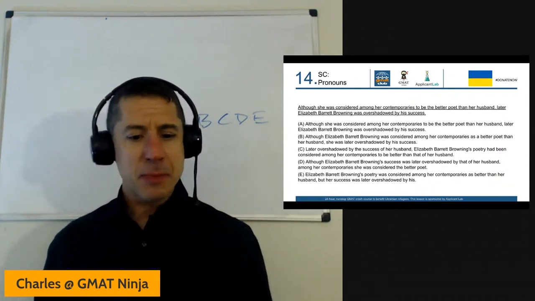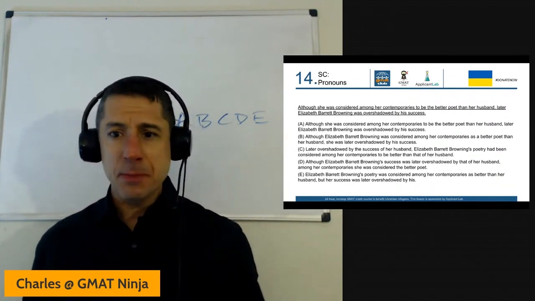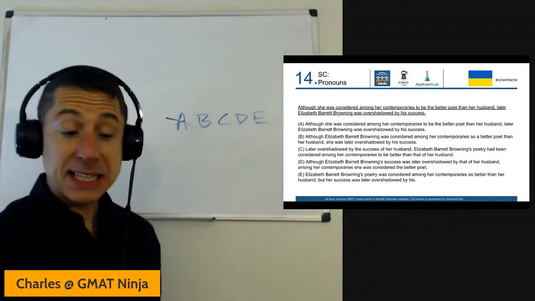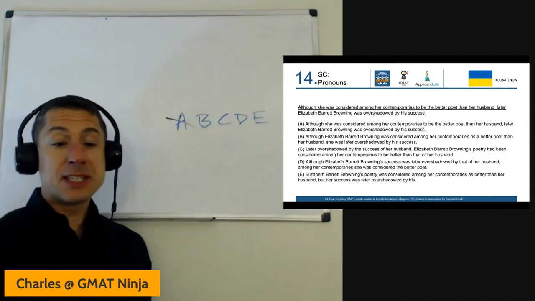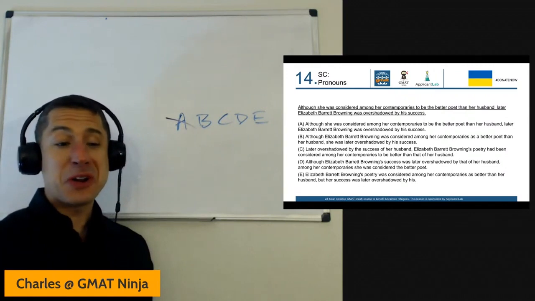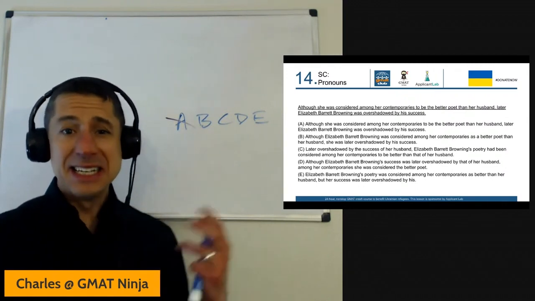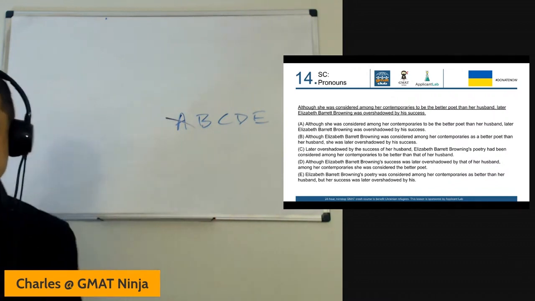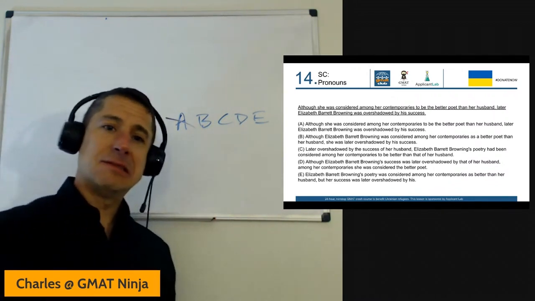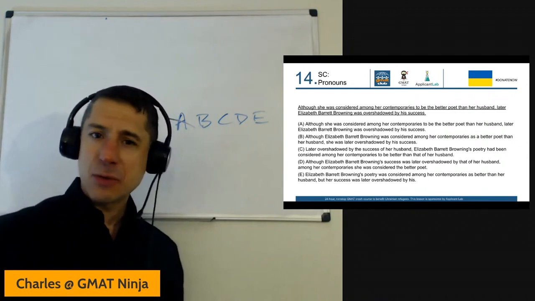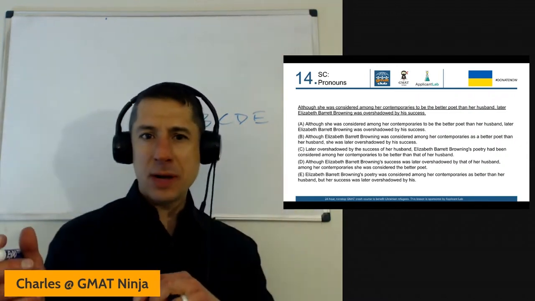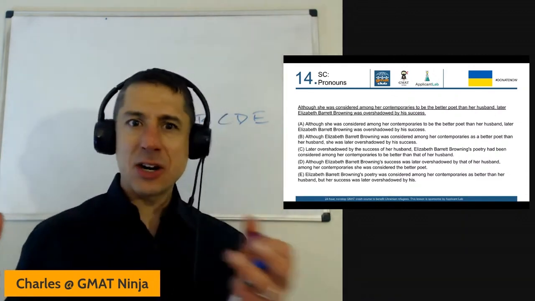B: Although Elizabeth Barrett Browning was considered among her contemporaries as a better poet than her husband, she was later overshadowed by his success. I think this one sounds better. She was considered among her contemporaries as a better poet than her husband. She was overshadowed by his success. Same exact issue there. She was overshadowed by the success. That's not great meaning-wise. Again, if you want to be conservative, you can keep it in. Other issue here: considered as a better poet. The stronger idiom there is considered a better poet.